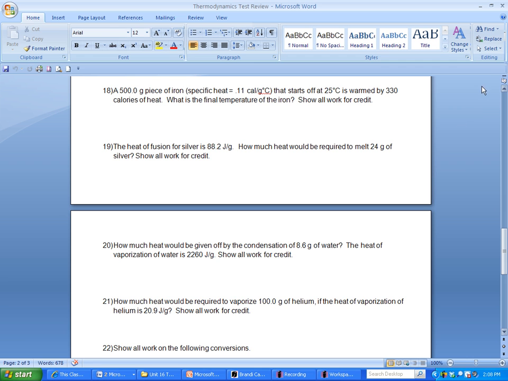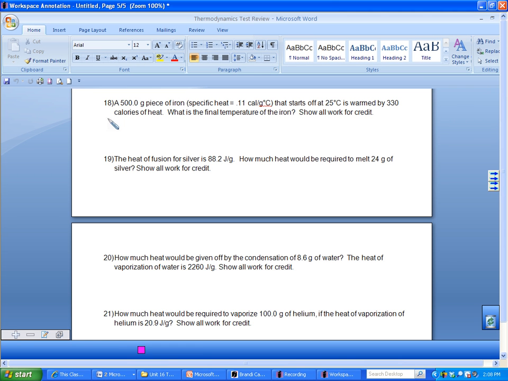Okay, I believe we're on number 18 now. So the mass is 500 grams. Specific heat is 0.11. And I know that T initial is 25 degrees Celsius. They want to know T final when 330 calories of heat is applied.